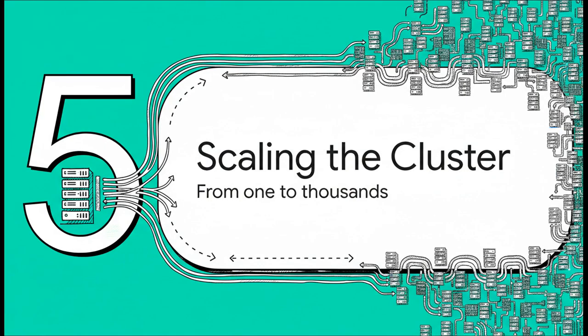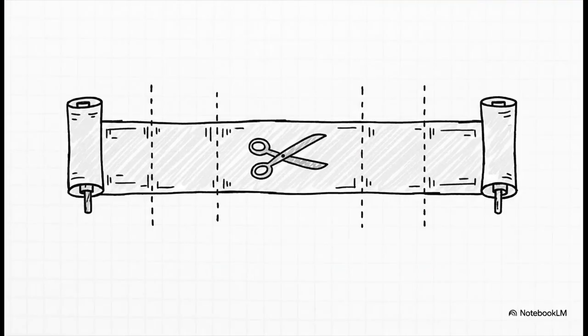So we've just described a system that works beautifully on a single machine. But that's not Google's problem, is it? Now for the real magic, making this whole thing work across thousands of computers. And the secret sauce here is partitioning. Remember how the entire table is always sorted by the row key? Well, Bigtable just takes that giant sorted list and chops it up.